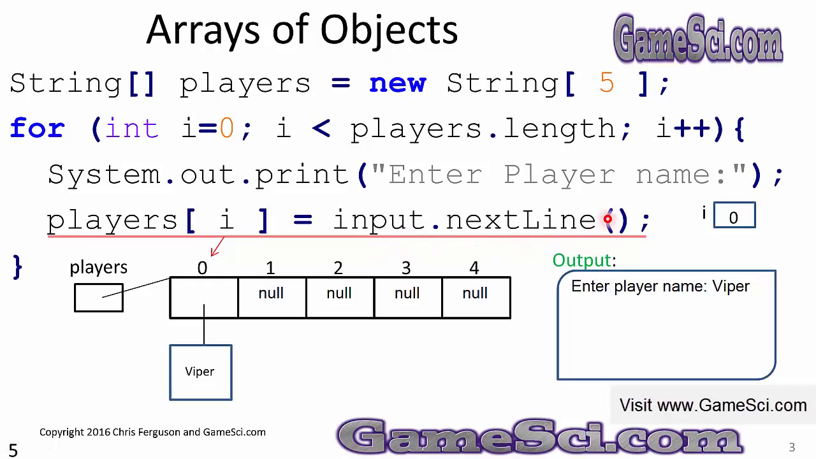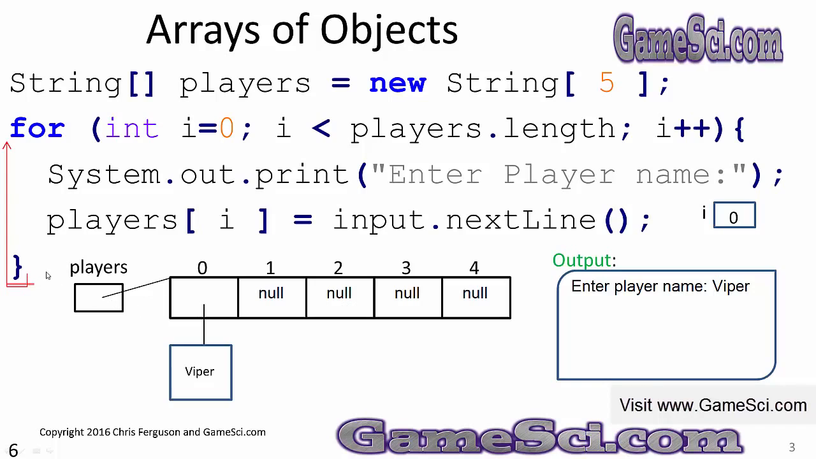input.nextLine is Java code for reading a line of input from the keyboard. The player typed in Viper to indicate player 0 is going to be Viper. Viper got returned and assigned to player slot 0. Position 0 got Viper assigned to the array. We're using an index variable, or i, to keep track of which slot of the array. That's it. Let's loop and continually ask the player.